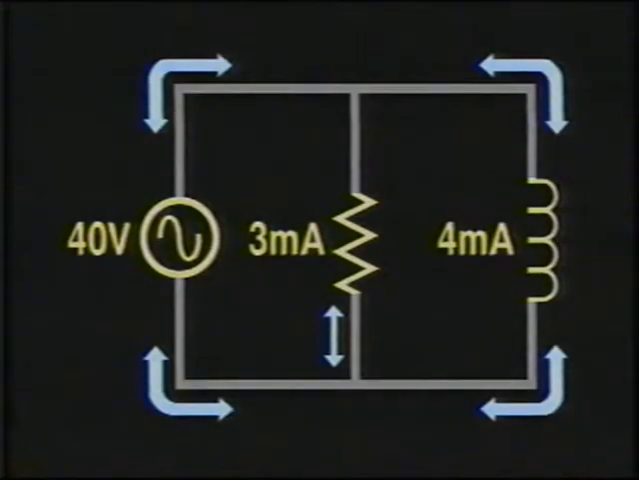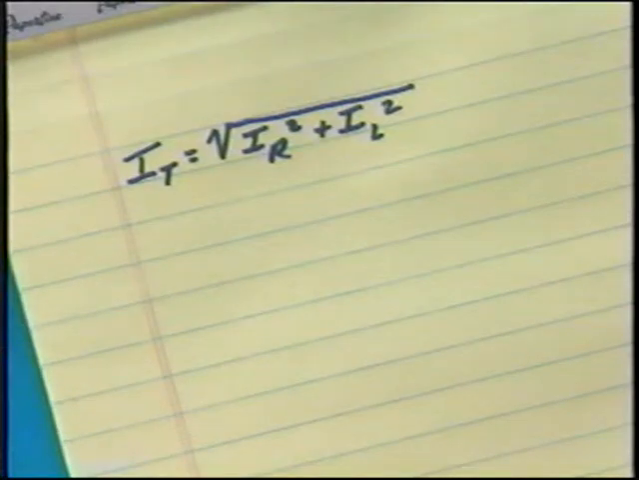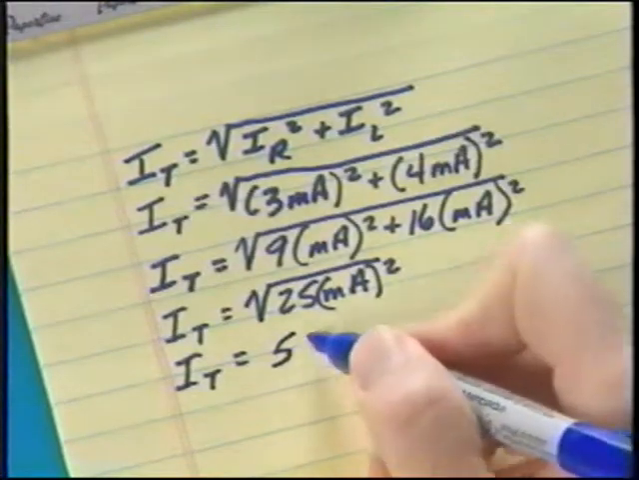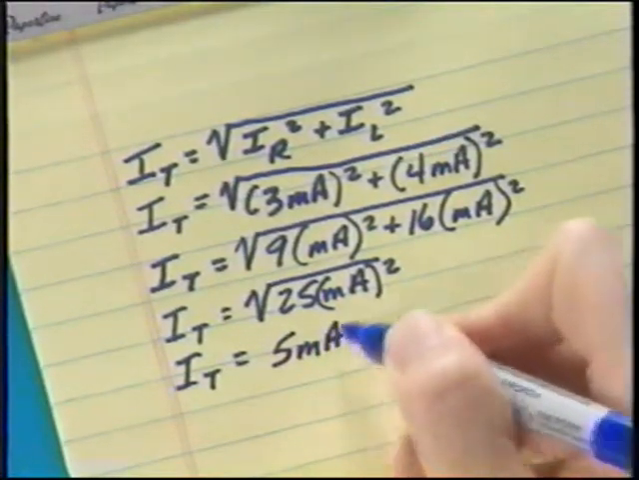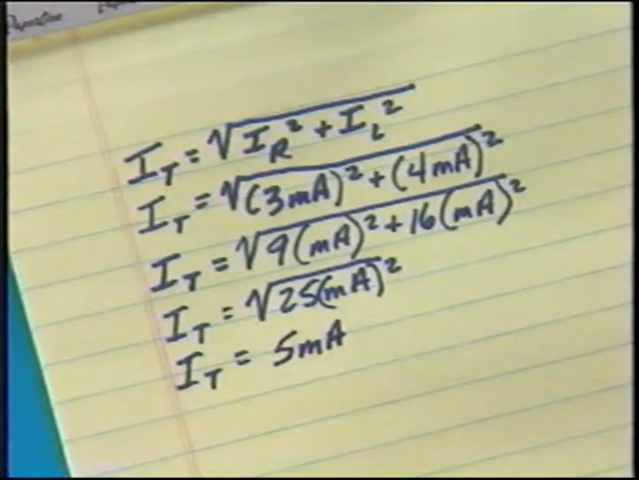Let's try an example. In this parallel RL circuit, I sub R equals 3 milliamps and I sub L equals 4 milliamps. Use this form of the Pythagorean theorem. I sub T equals the square root of the quantity I sub R squared plus I sub L squared. This yields 5 milliamps of total current within this parallel RL circuit.